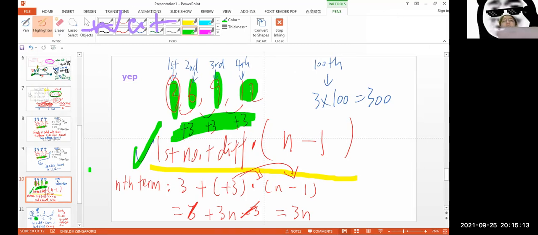So if it's different, then we look at it differently. But usually you will get this question. Usually you will get the same difference. Then you use this formula. Okay, so in fact, I can quickly just share with you a question.